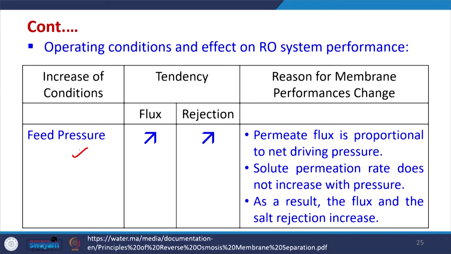So, if we increase the feed pressure, then what will happen? Then the flux will also increase and rejection will also increase. This is because the permeate flux is proportional to the net driving force. So, if feed pressure is increasing, the flux will also increase. Now, the solute permeation rate does not increase with pressure, but overall permeate flux will increase. As a result, the flux and the salt rejection both will increase with increase in the feed pressure.